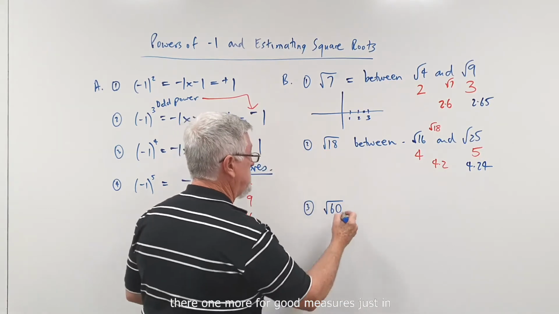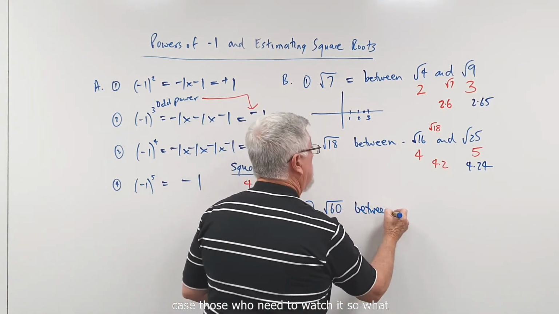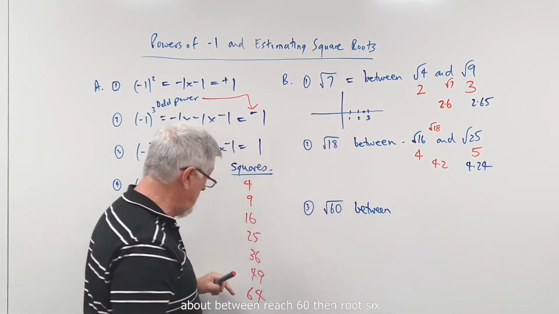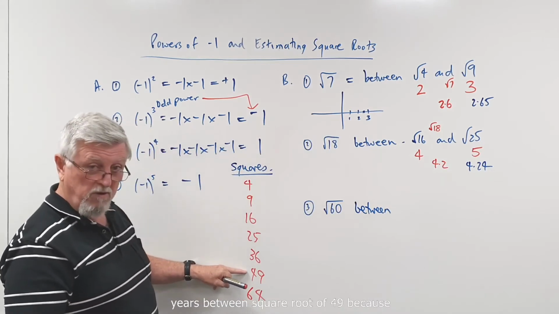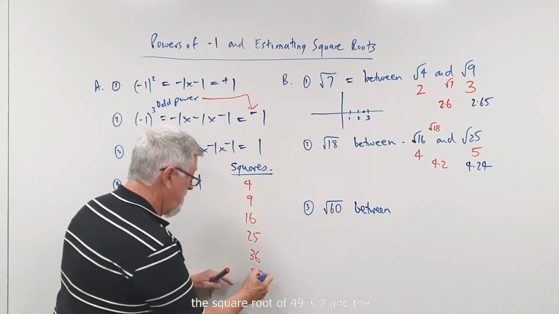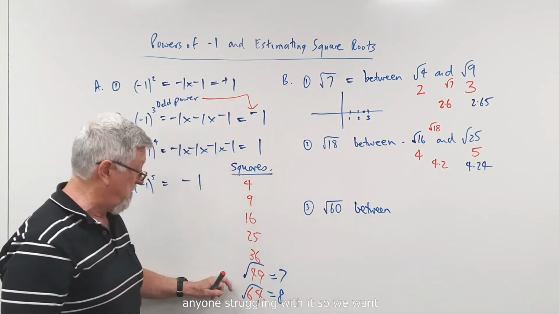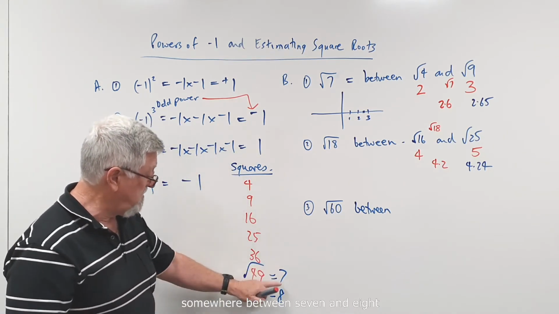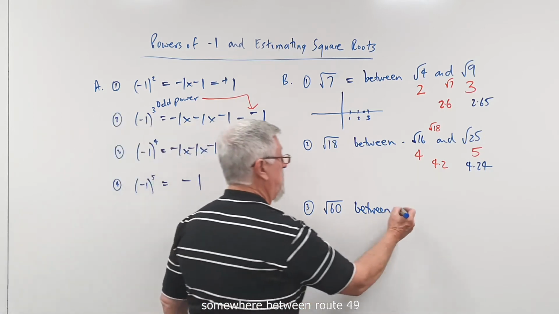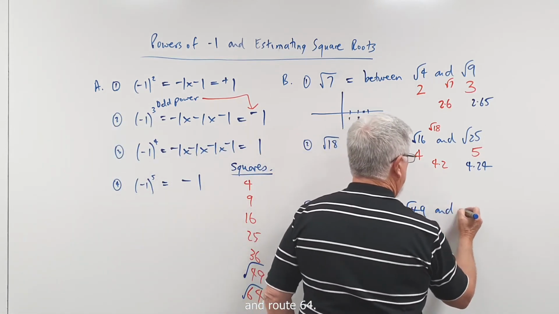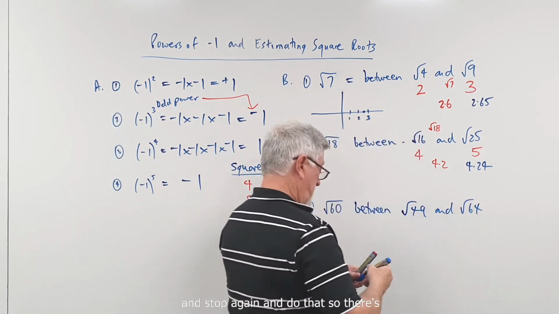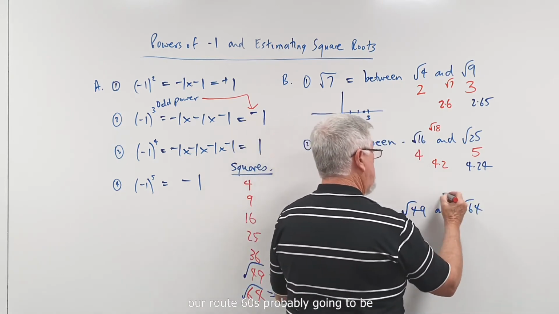One more for good measure, just in case those who need to watch it. So what about root 60 then? Root 60 is between the square root of 49, because the square root of 49 is 7 and the square root of 64 is 8, in case anyone's struggling with it. So we want somewhere between 7 and 8, somewhere between root 49 and root 64. Stop again and do that. So there's our root 60.